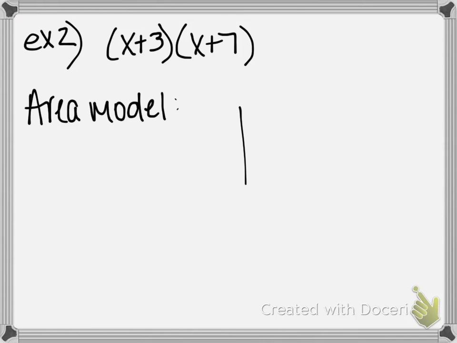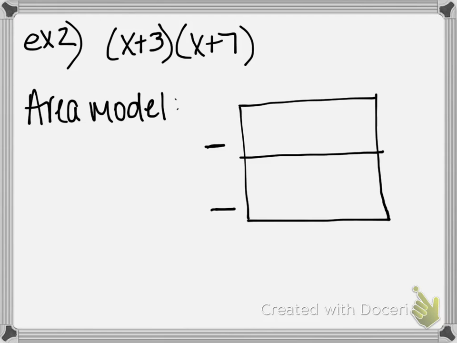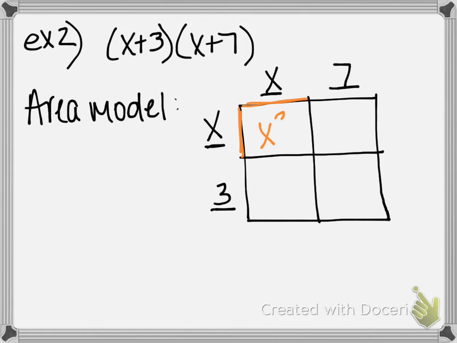in which case, again, I have a binomial times a binomial, so I would have to have 2 going this way, a number here, and 2 this way, here, and here. So filling in, I have an x and a 3. And here I have an x and a 7. So when I go through and fill in my numbers, x times x gives me x squared. X and 7 gives me 7x. 3 times x gives me 3x. And 3 times 7 gives me 21.